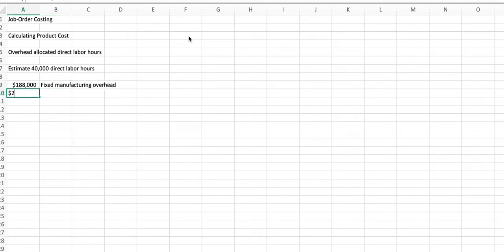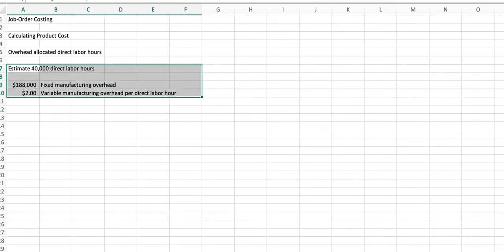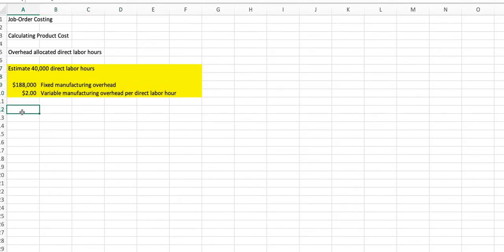Let's say that our fixed manufacturing overhead is going to be $188,000. And we're going to say that our variable manufacturing overhead is $2 per direct labor hour. Now remember, these are estimates. All of this is an estimate. We're just planning ahead for the year. Let's say that we need to find out what our predetermined overhead rate is. We're planning ahead for the year. It's the beginning of the year.